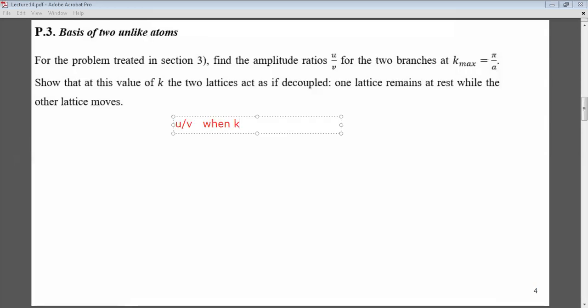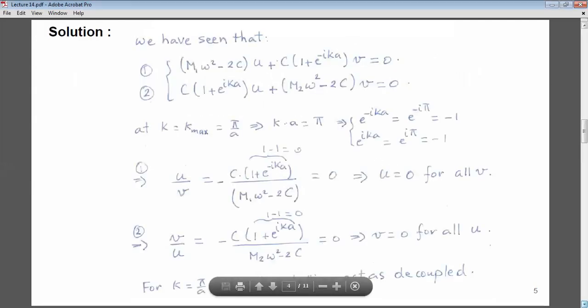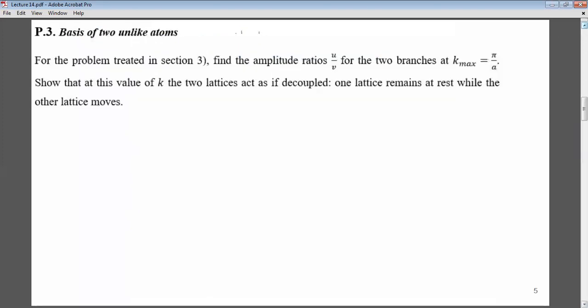At k equal k maximum equal pi over a, just as simple as this. We have to show that at this value of k, the two lattices act as if decoupled. So here we will go directly to what we got as the solution. We got that (m1 omega squared minus 2c) u plus c(1 plus e to the minus ika) v equals 0, and this is the other equation. So these are the two equations which are here.